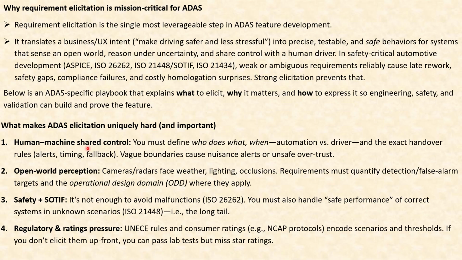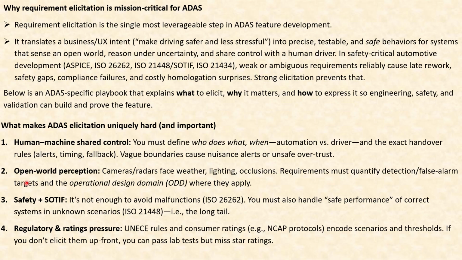All right. The first important reason is human machine shared control. You must clearly define who does what, and when: automation versus driver, when the vehicle should be under automated condition, when the driver can take over, and the exact handover rules. For example, what are the alerts, what are the timings, what are the fallbacks. Vague boundaries cause nuisance alerts or unsafe overtrust.